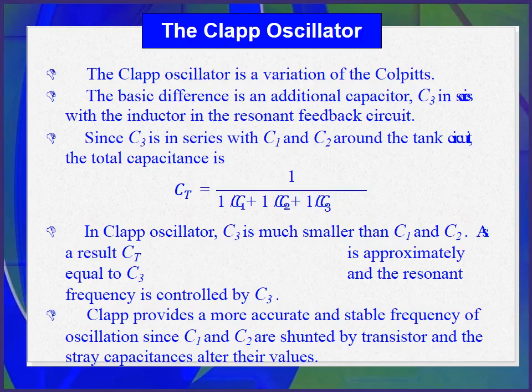The basic difference is an additional capacitor C3 in series with the inductor in the resonant feedback circuit. Since C3 is in series with C1 and C2 around the tank circuit, the total capacitance is given by CT equal to 1 divided by (1/C1 + 1/C2 + 1/C3). So the approximate frequency of oscillation for Q greater than 10 is given as resonant frequency FR equal to 1 by 2 pi root of LT CT.